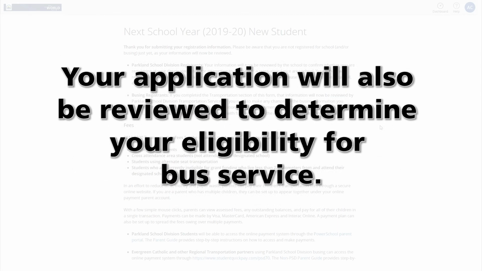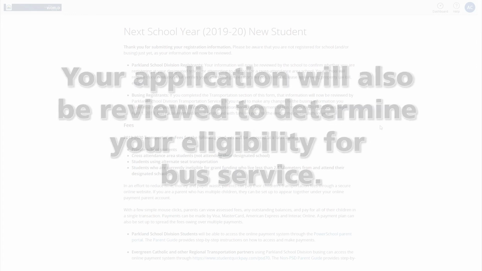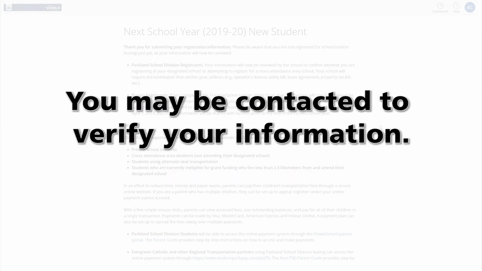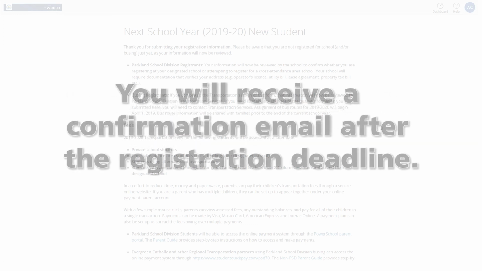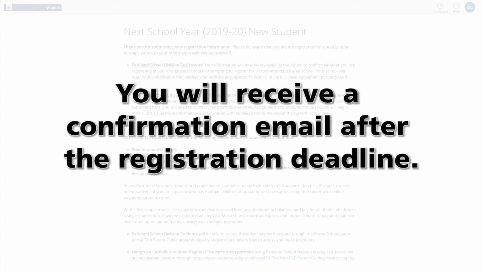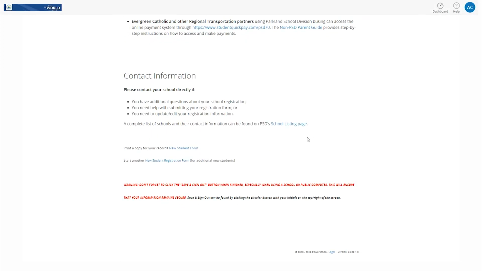The school and/or transportation services will also now review your application request for bus service to confirm that you are eligible for transportation services. If your information is incomplete or incorrect, they will contact you for verification. A confirmation email will be sent to all families after the registration deadline. You can now print a copy of your registration information for your records.